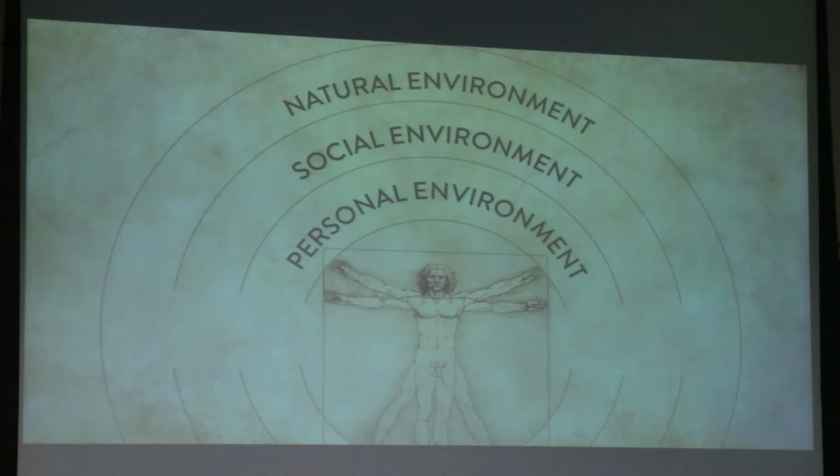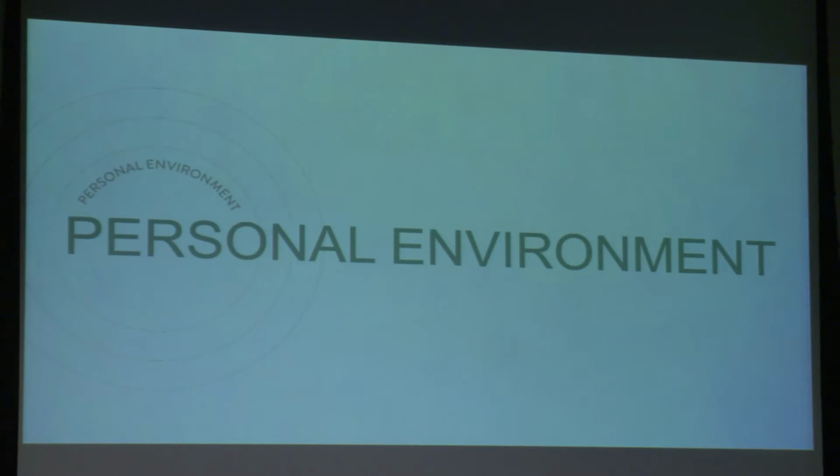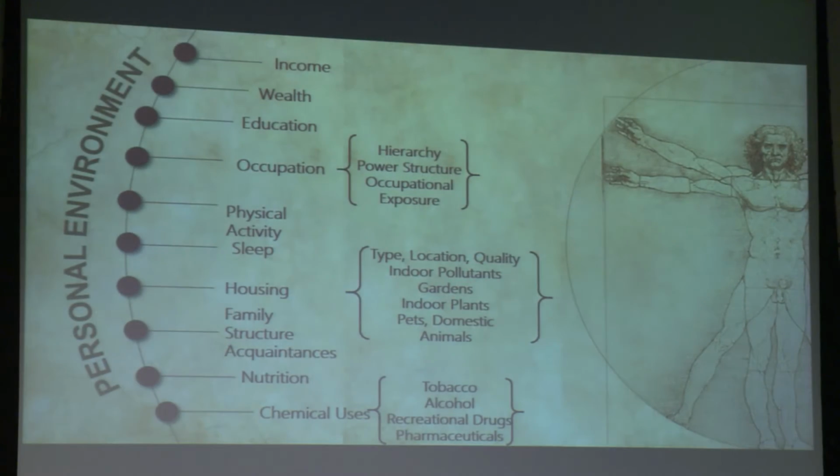So the personal environment could then be looked upon as comprised of your personal income and your wealth and education, your physical activity, your choices of chemicals that you choose to use, such as tobacco or alcohol or pharmaceutical drugs, and these are believed by some to be lifestyle choices and have been attributed to individual volition, but some of these could be traced to the social environment that we live in.